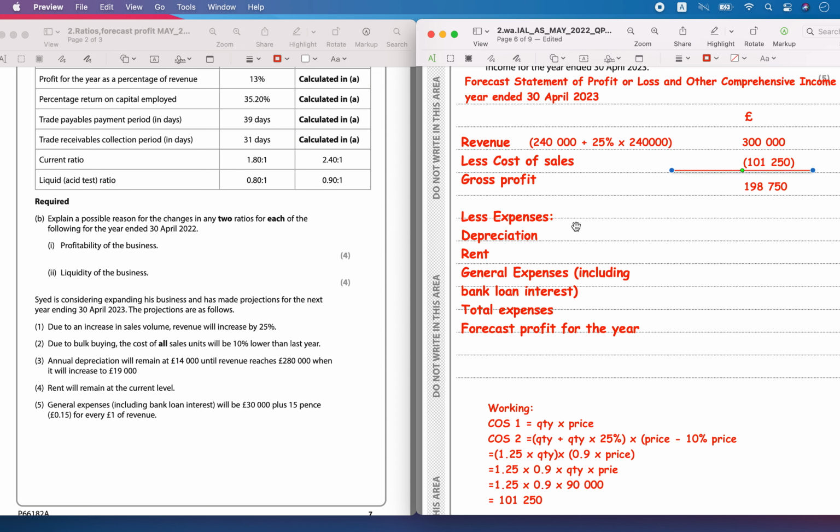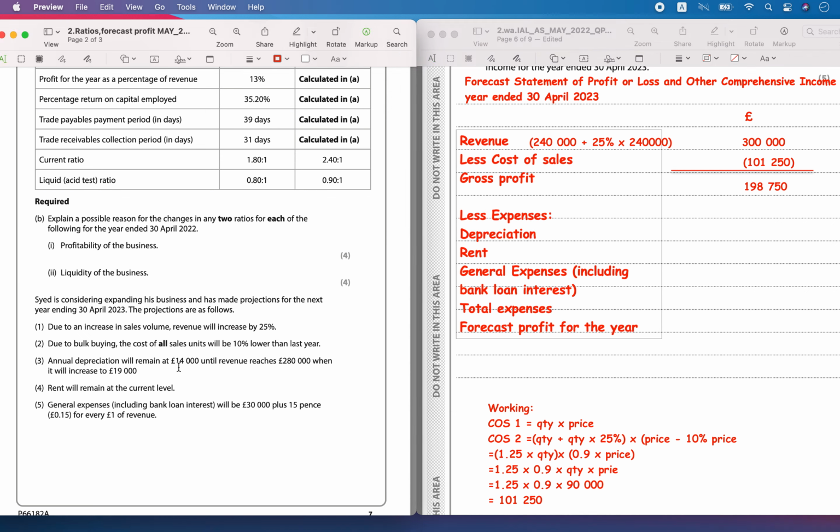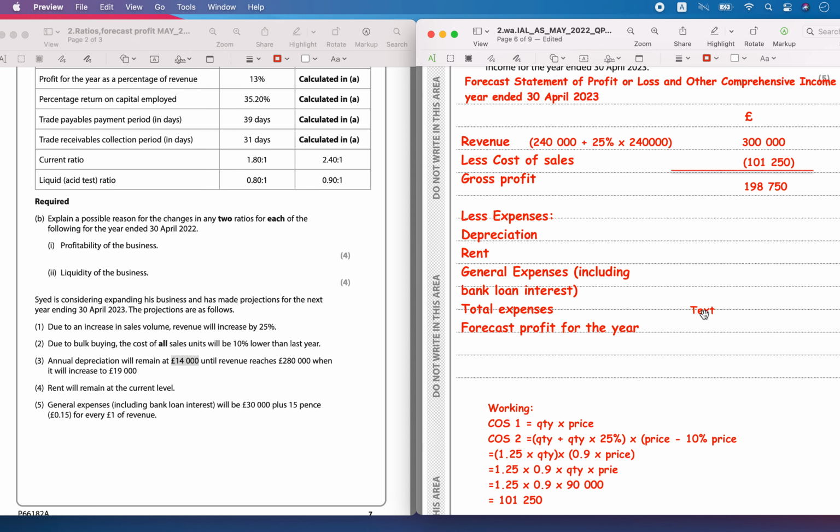And then we have expenses. Okay, let's calculate what has happened to depreciation. He says that annual depreciation will remain at 14,000 until revenue reaches 80,000, when it will increase to 19,000. So revenue has already increased to 300,000. So let's write the depreciation charge as 19,000.